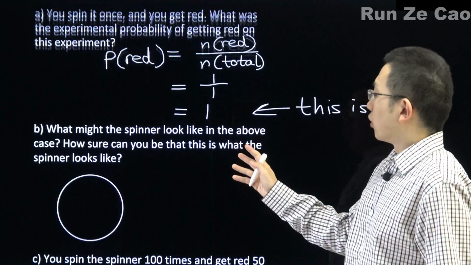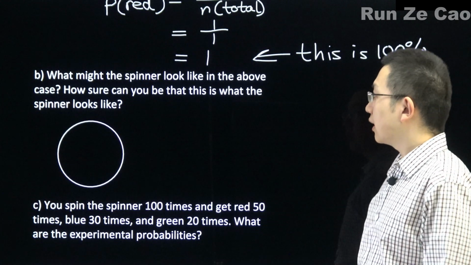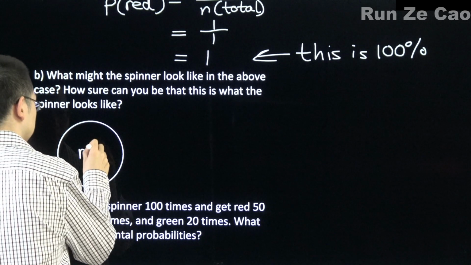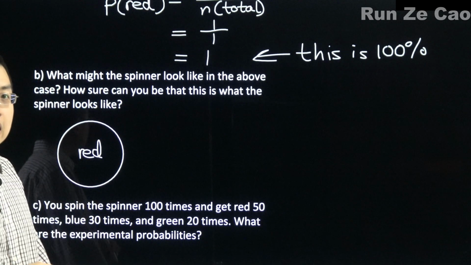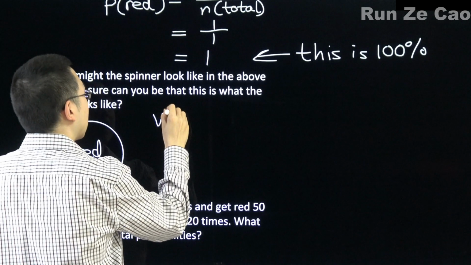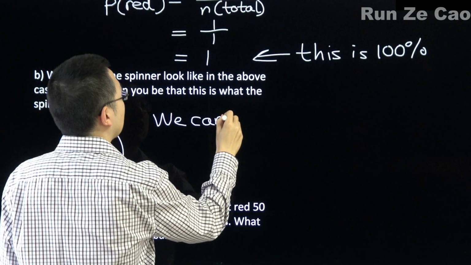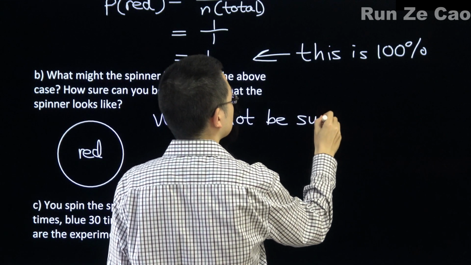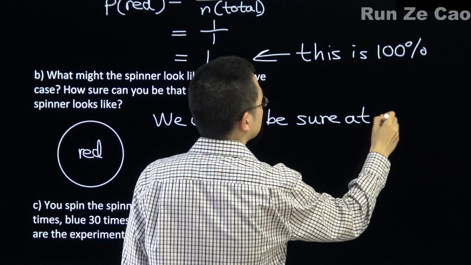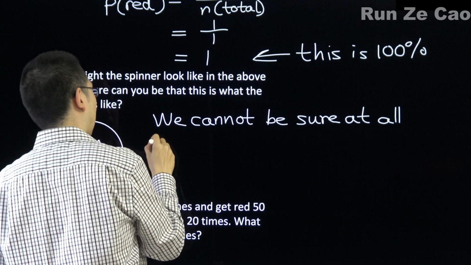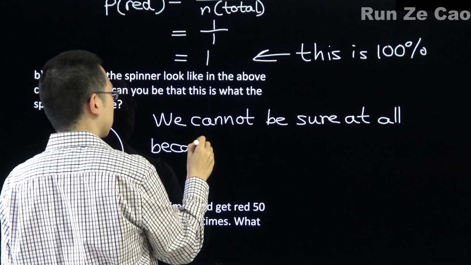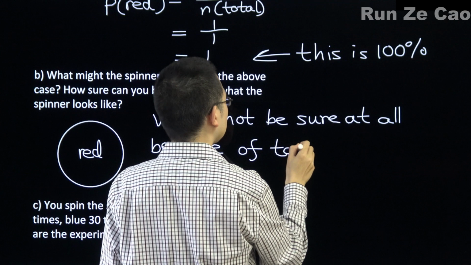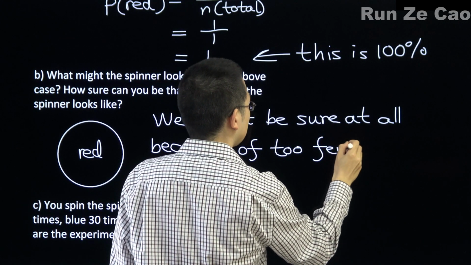Now, what might the spinner look like in this case? How sure can we be that this is what the spinner looks like? Well, it could be that the spinner is just all red. We cannot be sure at all because the sample size is just too small. There are not enough trials. Too few trials.